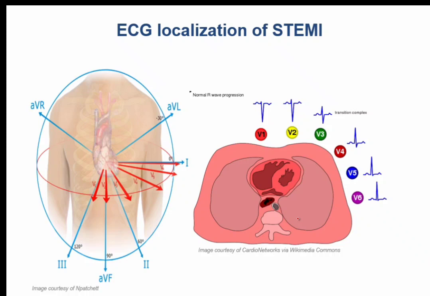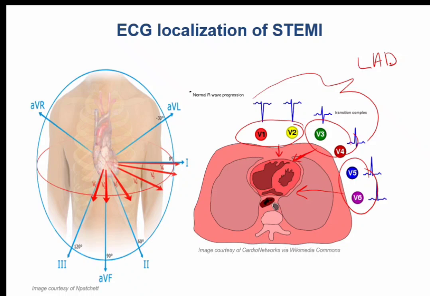Here you can see how these leads correlate to the physical heart sitting inside the chest. This image also shows us normal R-wave progression, which is great to know, but not the purpose of this image. So generally speaking, V1 through V4 are picking up anterior depolarization activity. So any changes that you see on an ECG in V1 through V4, be thinking about the left anterior descending artery.